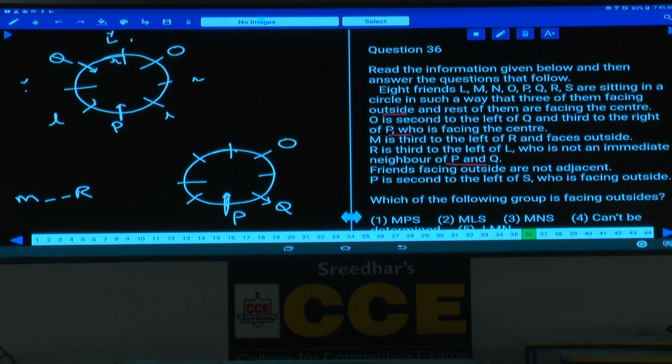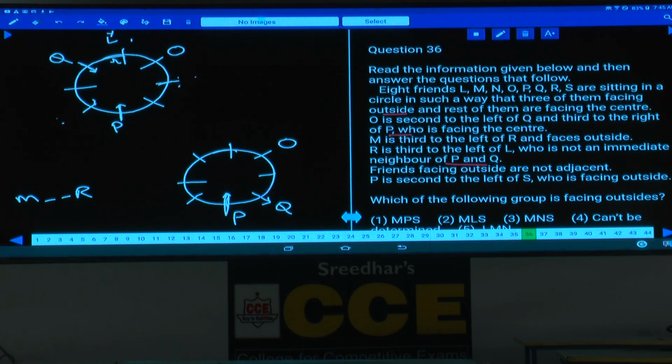P is seated second to the left of S. S is facing outside. Now P is second to the left of S and S is facing outside. Now tell me whether S can be at this place or not. Now this S is away from the center, and if S is here, S will be away from the center, then P sits second to the right of S rather than left hand side. Hence S cannot be here.